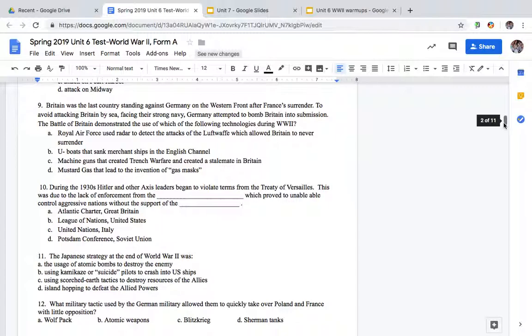B. U-boats that sank merchant ships in the English Channel. C. Machine guns that created trench warfare and created a stalemate in Britain. D. Mustard gas that led to the invention of gas masks.